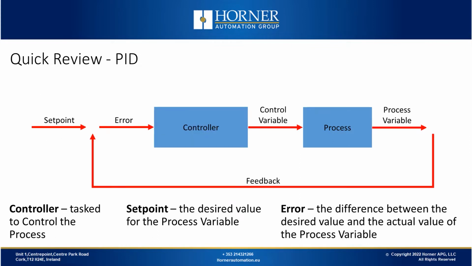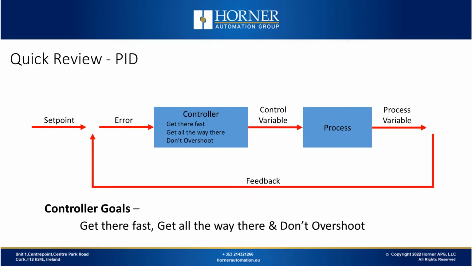Next, we'll talk about the set point. That's the desired value for the process variable. The error term is the difference between the desired value of the process variable and its actual value at any given time. Finally, the controller is the equipment that's tasked with controlling the process, which in our demonstration is the Horner OCS.